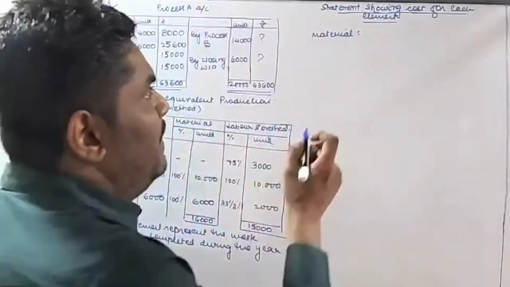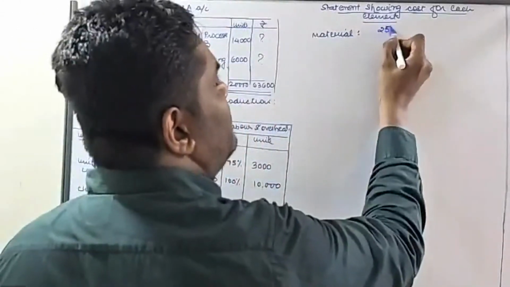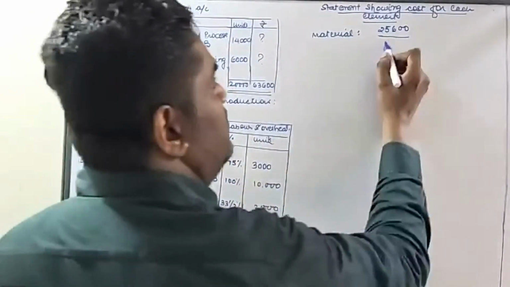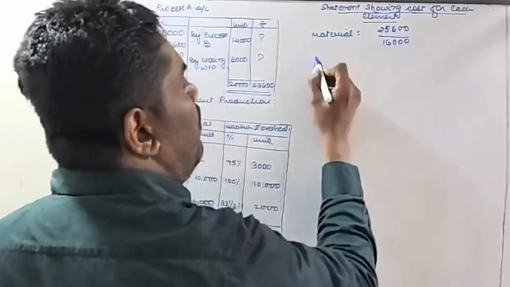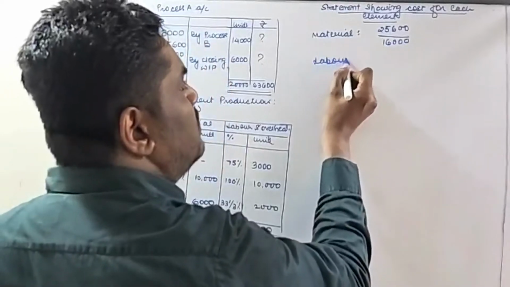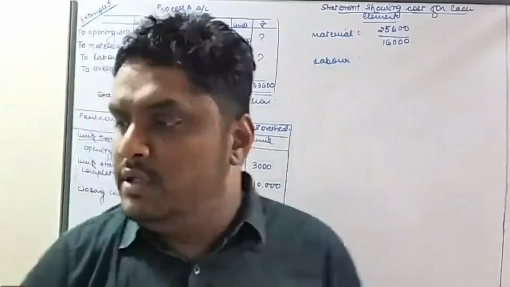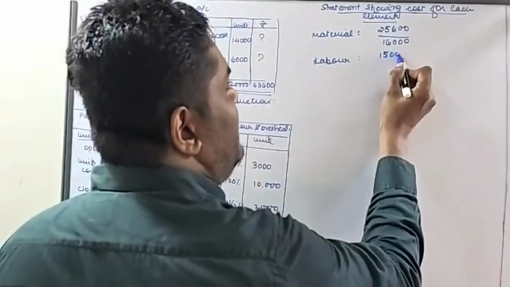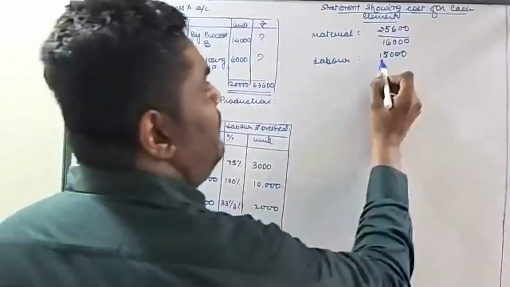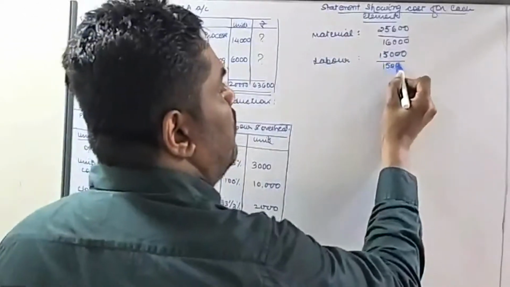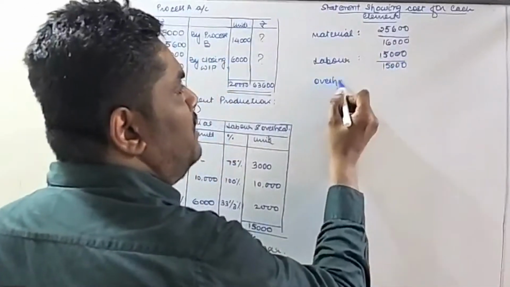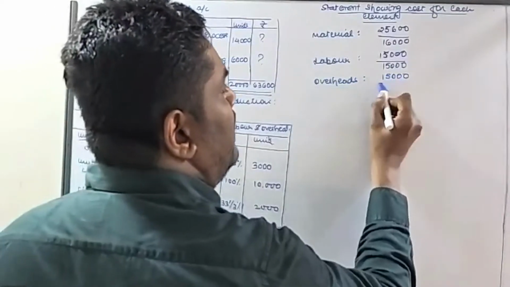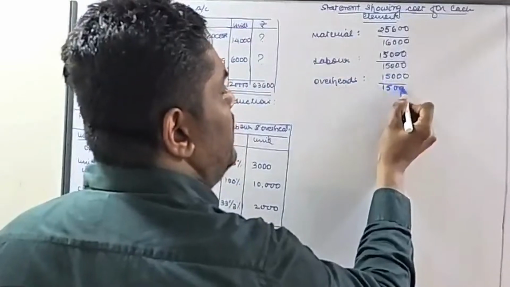So herein, my material cost is 25,600 and the number of units are how much? 16,000. When talking about labor cost, my labor cost is how much? 15,000. And the equivalent number of units are how much? 15,000. My overhead cost is how much? Again 15,000. And this is also 15,000, equivalent number of units.